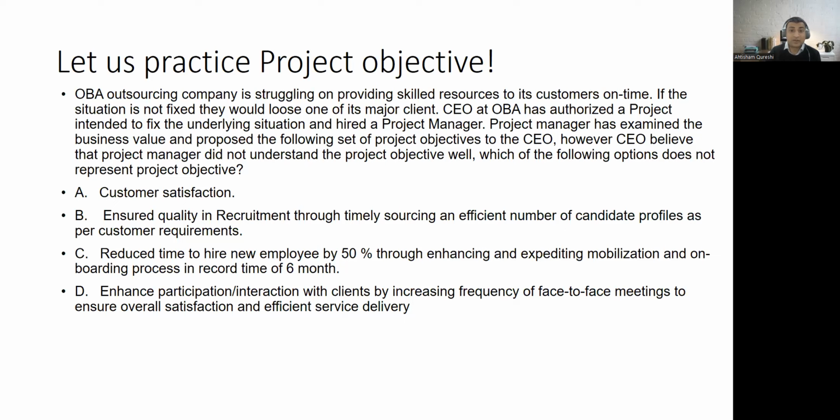Yes. Last question of the day, and we have 5 minutes left in the meeting. An outsourcing company is struggling to provide skilled resources to its customer on time. To fix the situation, the CEO has appointed the PM and authorized the project. The PM has examined the business value and proposed the following set of project objectives to the CEO. However, the CEO believes that the PM does not understand project objectives very well. Which of the following does not represent a project objective? So now you have 4 options. Which one cannot be termed as a project objective?